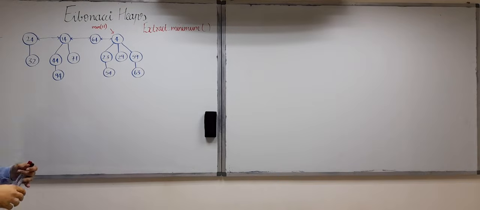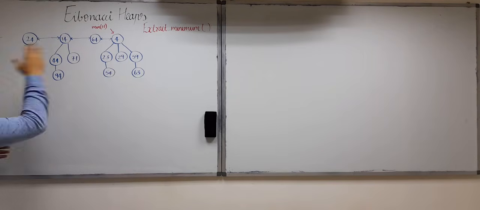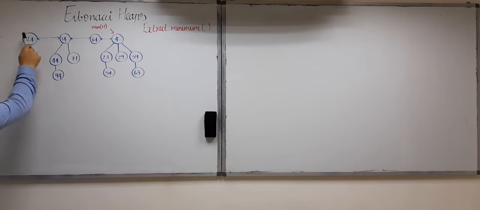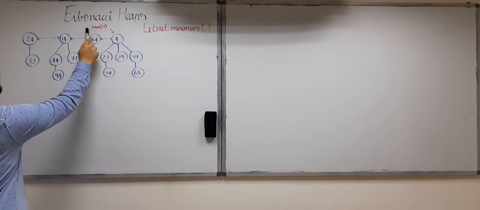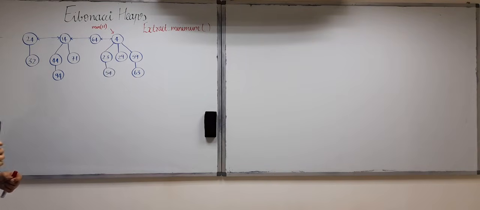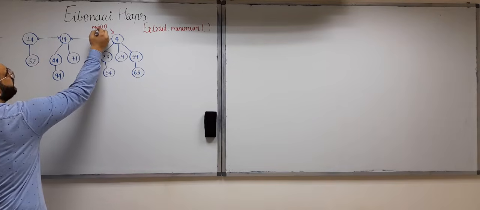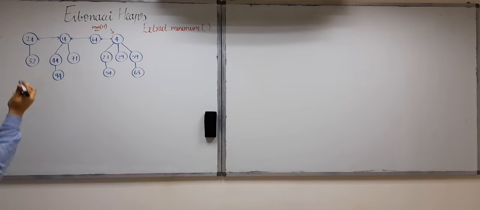So let us start. In this extract minimum operation, we actually delete the minimum element of this entire Fibonacci heap. Which is the minimum element of this entire Fibonacci heap? It's 4. And there is always a pointer, min of H, that is pointing at the minimum element of a Fibonacci heap. So every time this pointer is storing the minimum element. We need to delete this element.